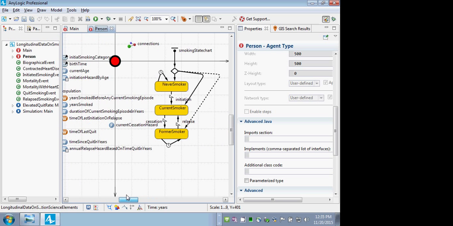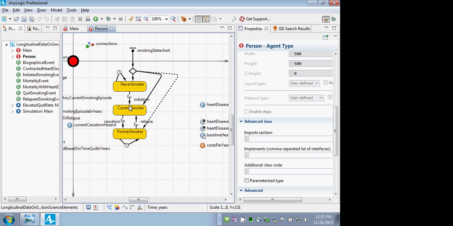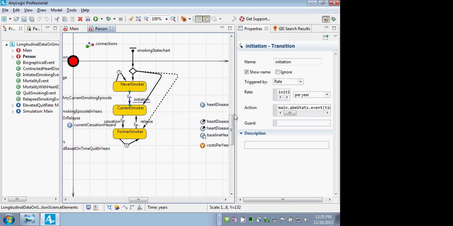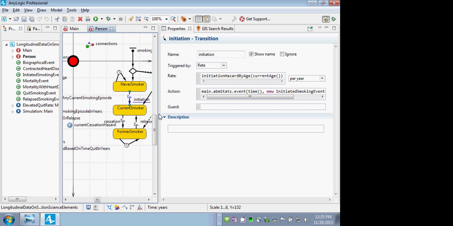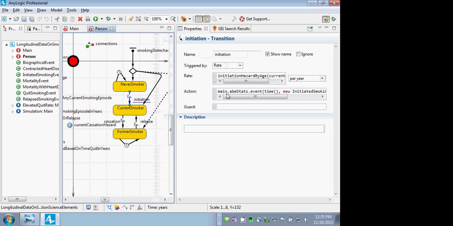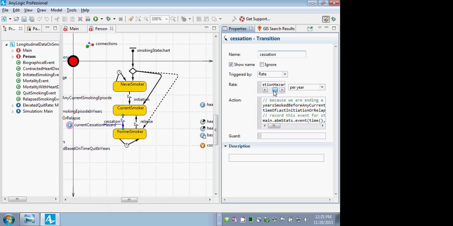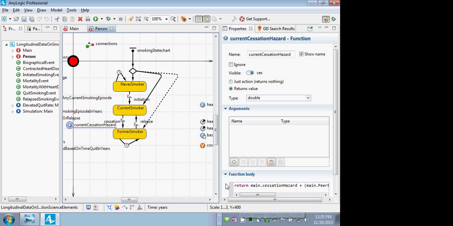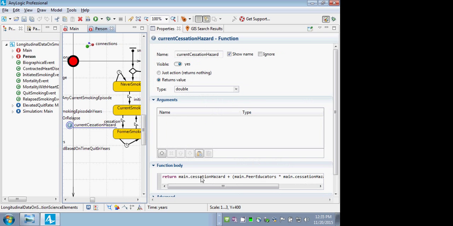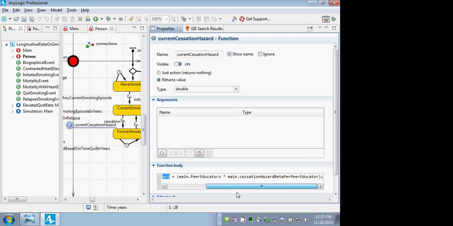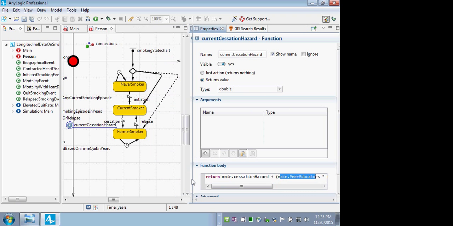And here, in terms of someone's initiation, for example, we have initiation of smokers that's based on an age-specific initiation hazard rate, and we have cessation rates here that are based on current cessation hazard. And the current cessation hazard here is affected by a baseline cessation hazard plus an influence of peer educators. So the more peer educators there are, the higher will be the cessation hazard.